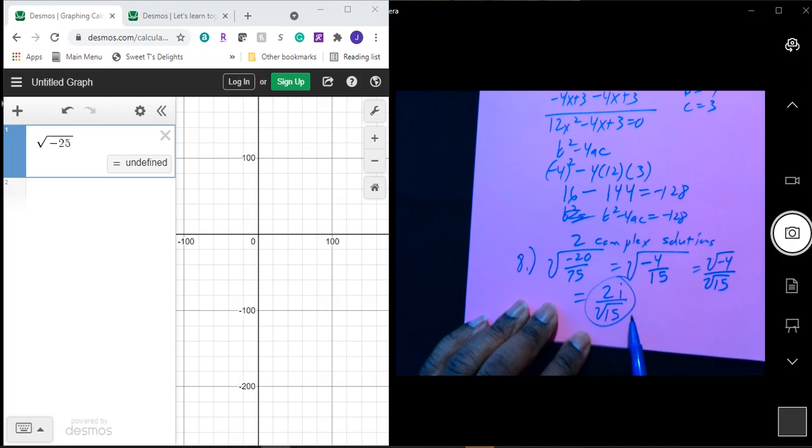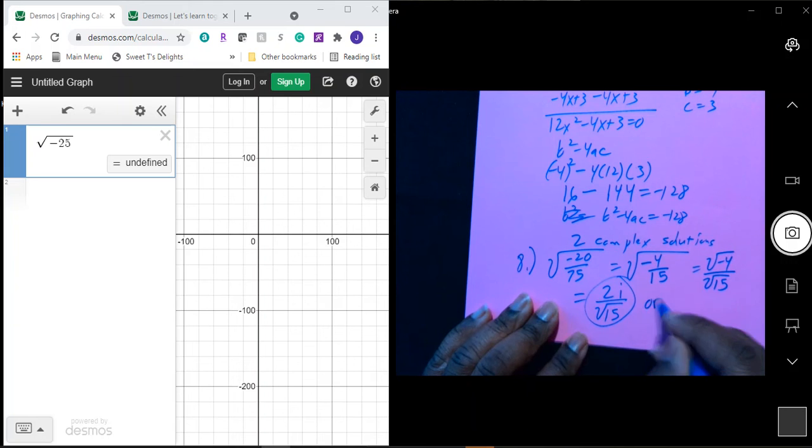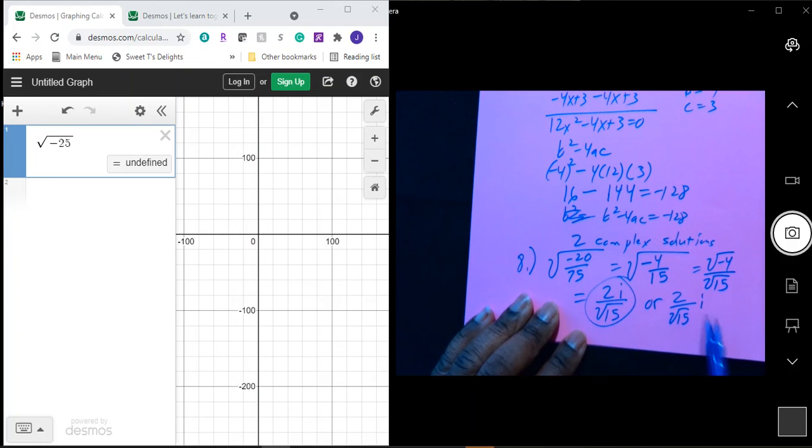Now it could be written like this, or sometimes you would see it written as 2 over the square root of 15, with the i in the center. The i in the center is the same thing as the i being in the numerator. So either one of these would be fine.